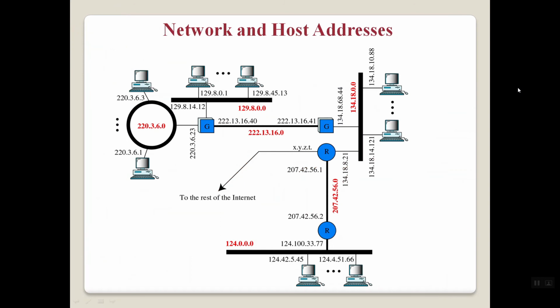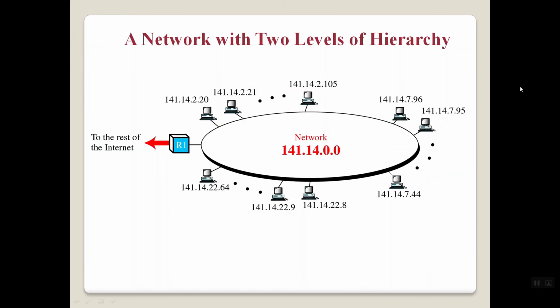So every small segment of hosts within the block of network is connected with a particular network ID. The network ID is 141.14.0.0 and it is connected with R1, the responsible router, to the rest of the internet. So there are two segments. One segment is the network address which connects the entire network with the router R1, and this R1 takes care of transmitting and receiving the data through the internet.